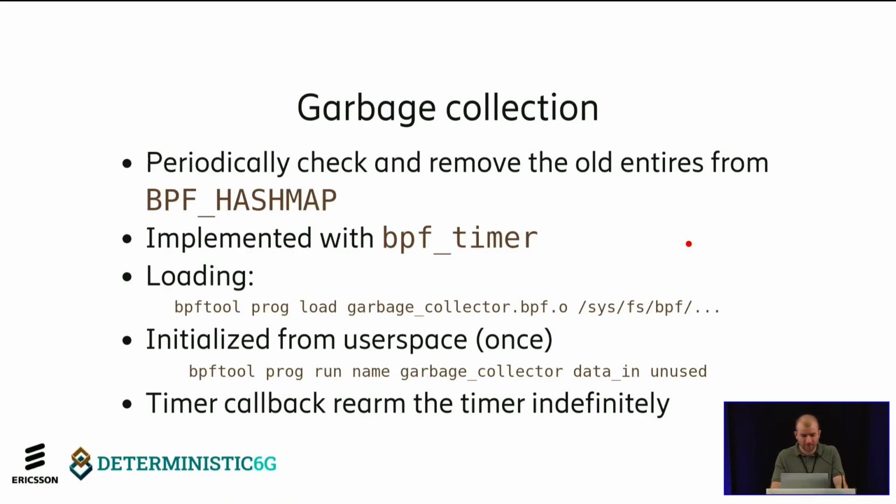And what we do is periodically go through the BPF hash map, and since we have timestamps, we can check whether the timestamp is old enough, like more than 5 seconds or so. That would be an unrealistically high delay, so we can remove those entries from the BPF hash map. We implemented this with a BPF timer.